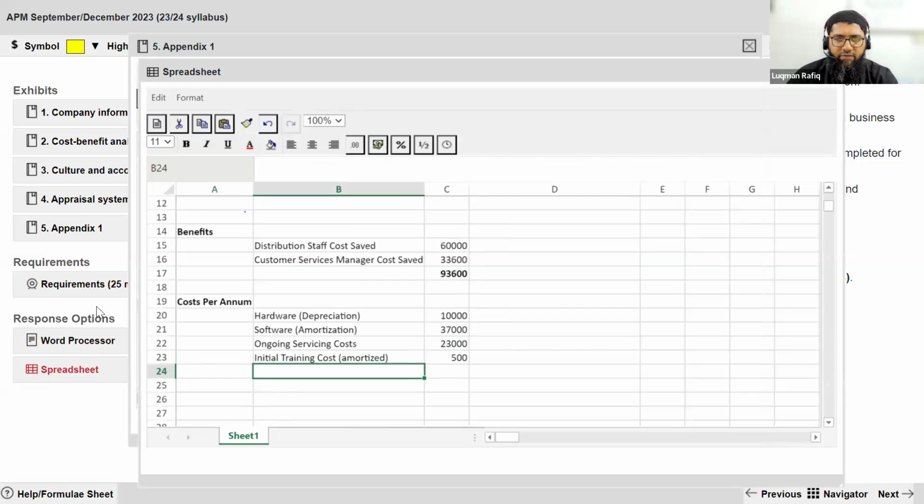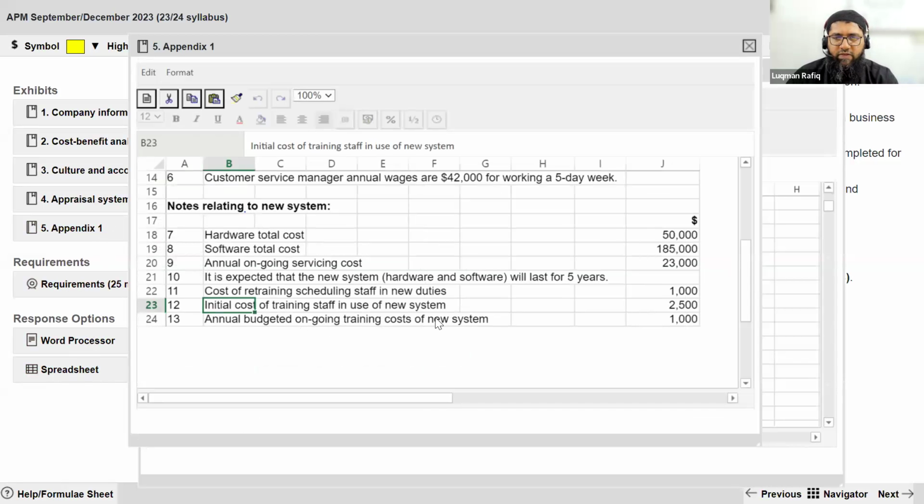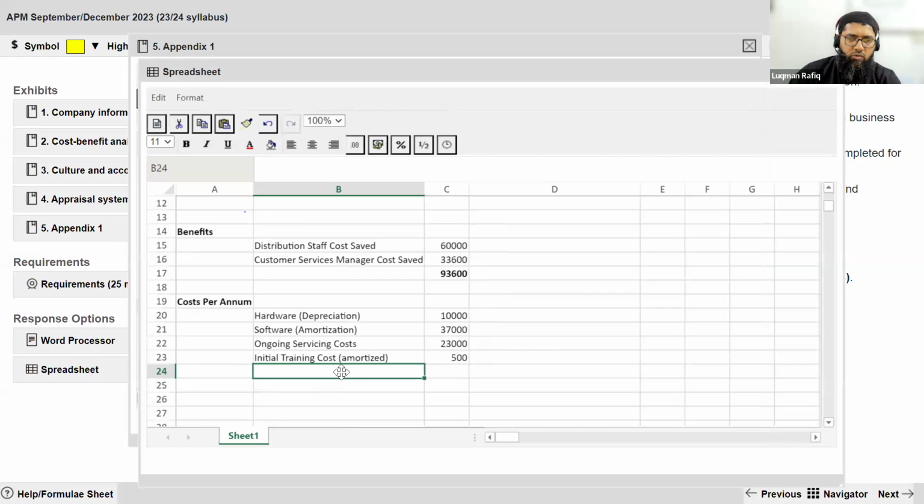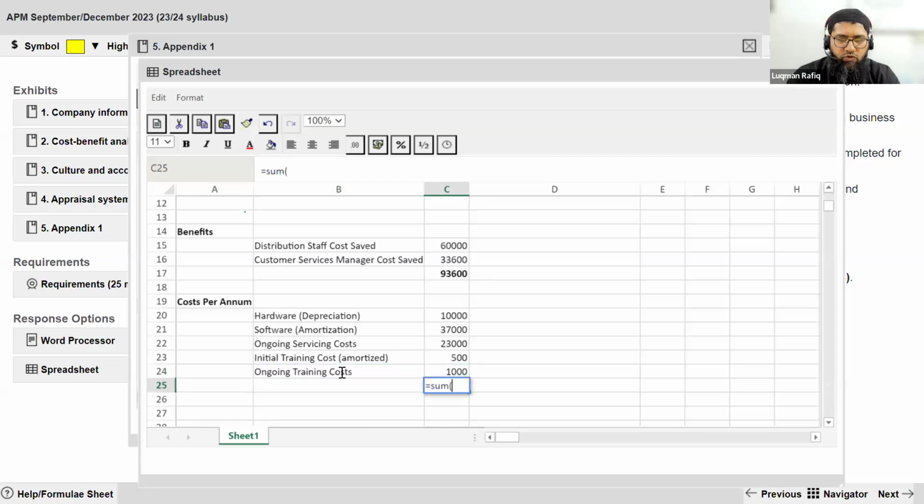Then what do we have? We have this annual budget on training, ongoing training cost for the new system. Ongoing, so the total costs are going to be what? This.